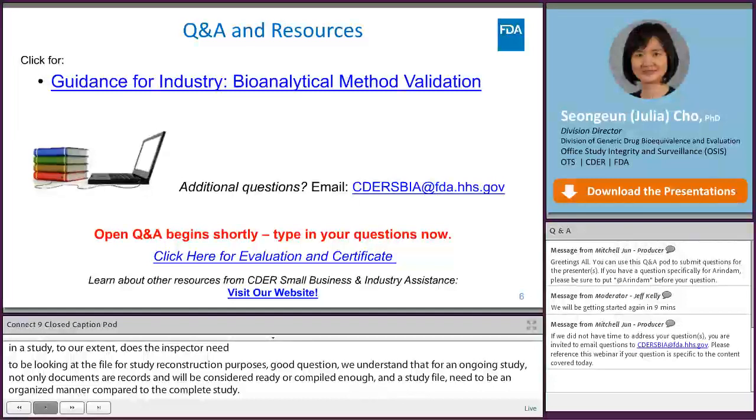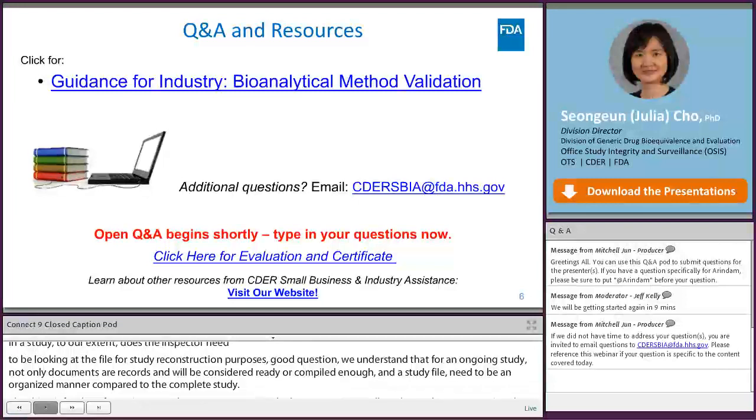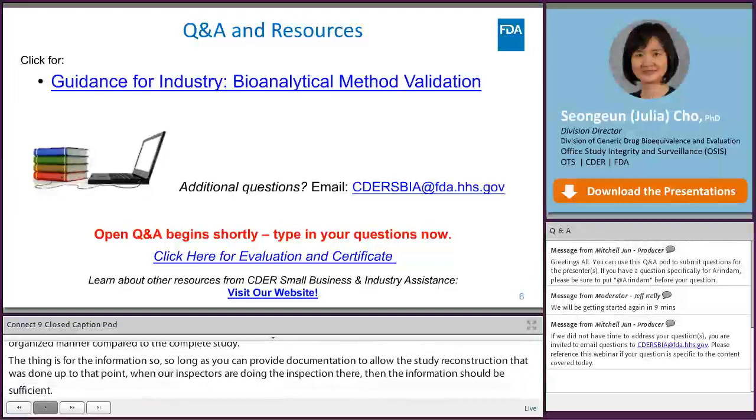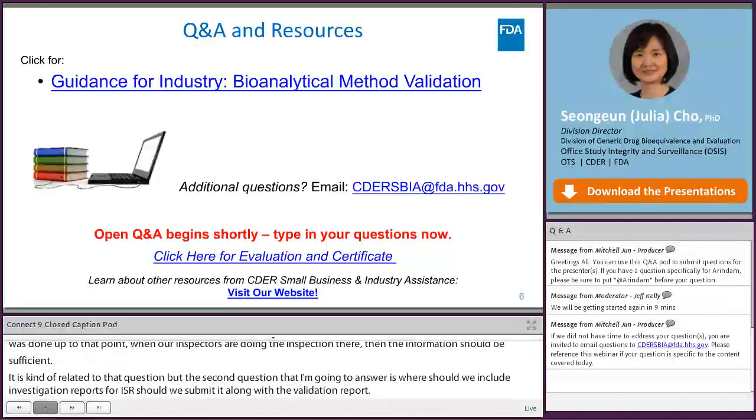It's related to that question, but the second question I'm going to answer is, where should we include the investigation report for a failed ISR? Should this be submitted along with the validation report? In terms of where it should be included, it's not as important as the fact that it was actually well investigated and documented.